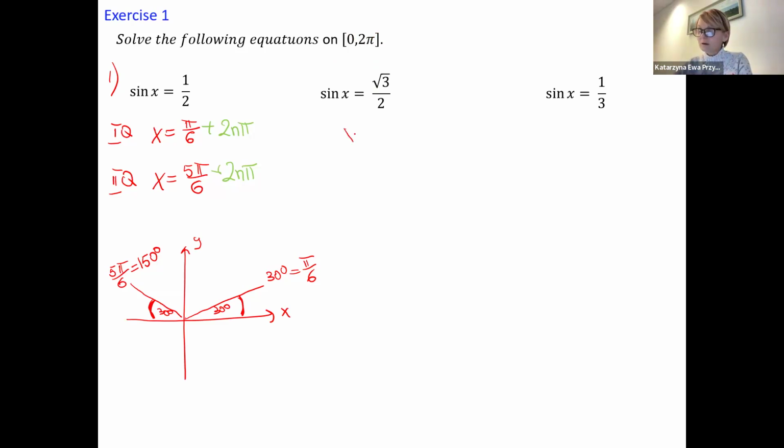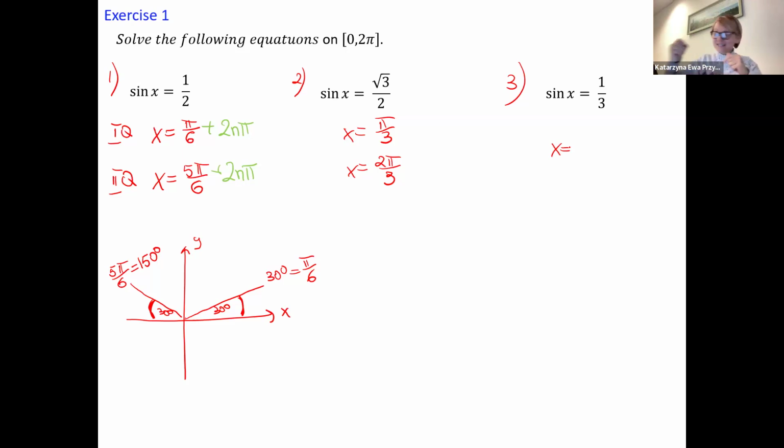Yeah, this one we can also know the angle, because the answer is a special angle. We recognize the value. Square root of 3 over 2 is for 60 degrees, and then this will be 2 times 60. Okay, the first and the second quadrant. Since we're talking about this, what about this one? Sine of x equals 1/3. How can we provide the answer? We don't know the exact angle, correct?